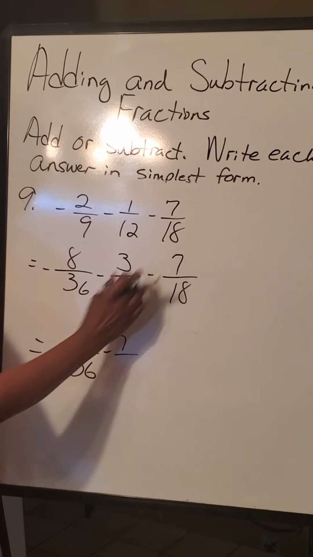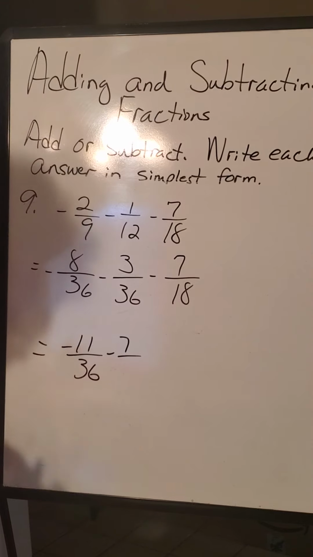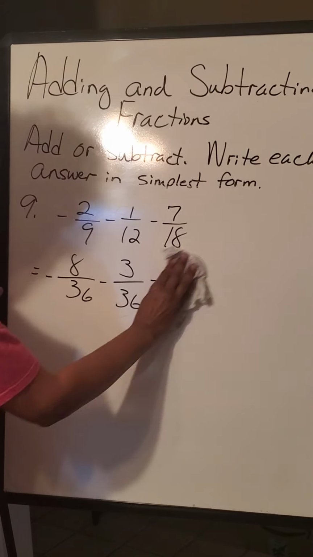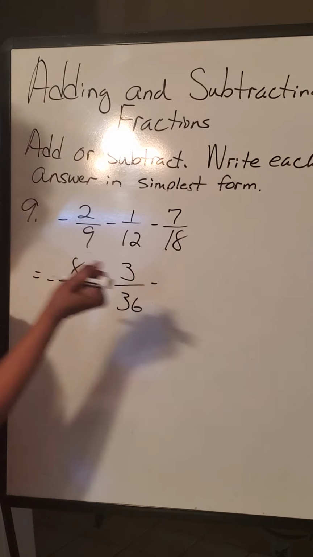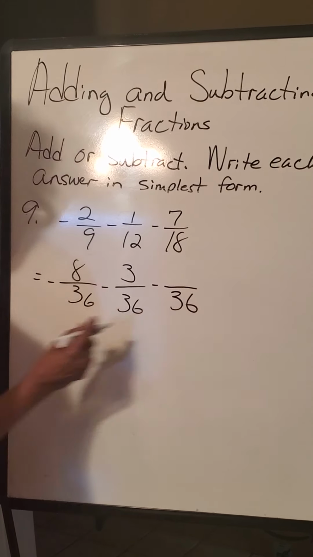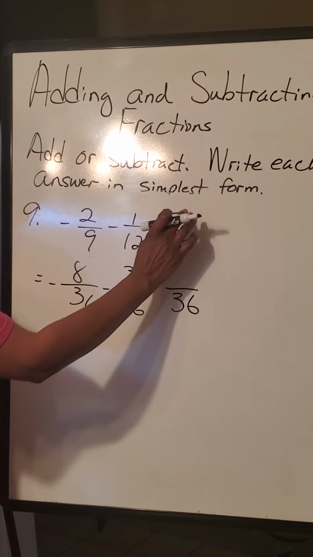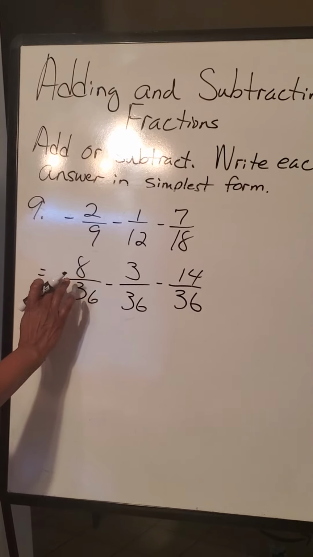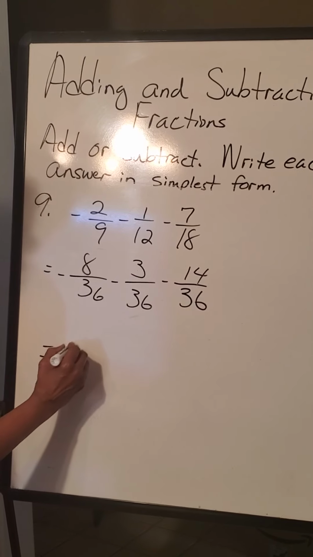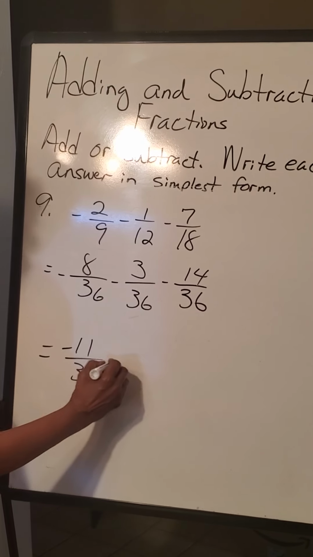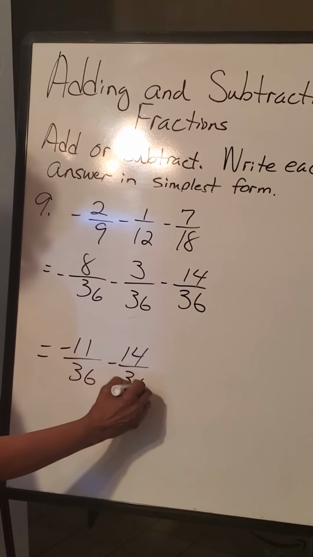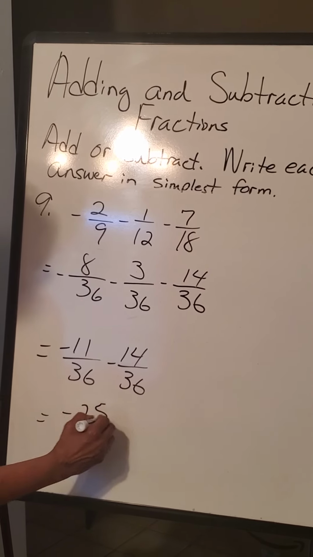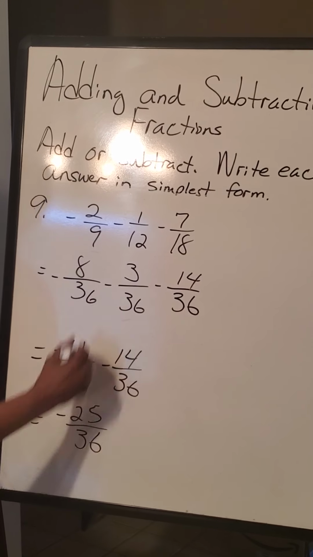And this, let me go back, and I just made a mistake on this, so let me back up. I apologize. Let me go back here. The least common denominator here was 36. I apologize. 18 goes into 36 too, so 2 times 7 is 14. Now, a negative 8 minus 3 is a negative 11. And a negative 11 minus 14 gives you a negative 25. And that cannot be reduced.